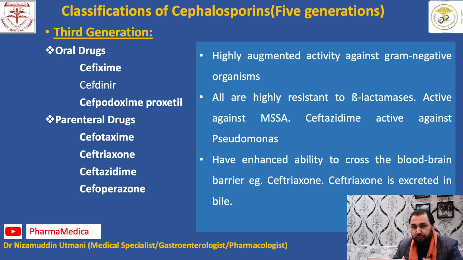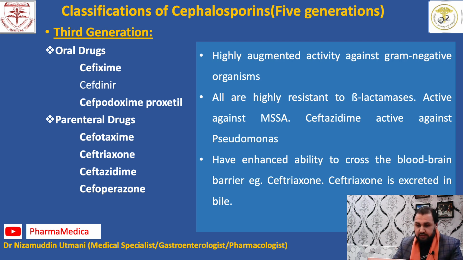They are also very active against pseudomonas, especially ceftazidime, and they can be used for a number of infections. If you combine the cephalosporin with sulbactam, you can use it for a number of diseases. They have highly augmented activity against the gram-negative. They are resistant to beta-lactamase. They are active against MSSA, methicillin-sensitive strain of Staphylococcus aureus.